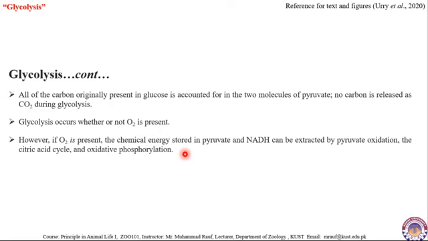There are two types of fermentation which we will study in the subsequent lectures. The first is lactic acid fermentation and the second is alcoholic fermentation. So right now we will only focus on glycolysis, what actually happens in this process, what are the different enzymes involved, and what are the different events which take place in this reaction.